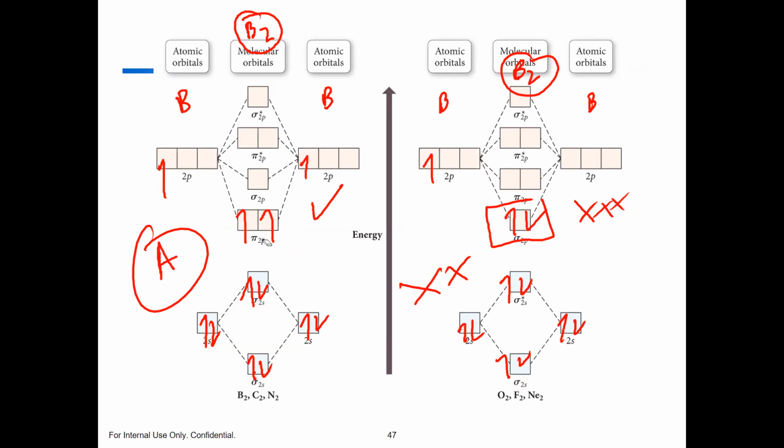So how do we know the order? We have to do an experiment. And then right here, they say when you talk about the compounds on the bottom, B2, C2, N2, they follow this pattern. O2 and F2 follow the pattern on the right.